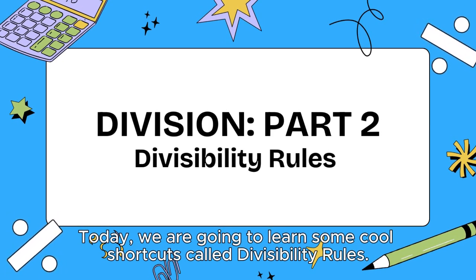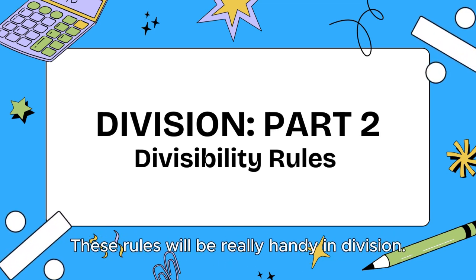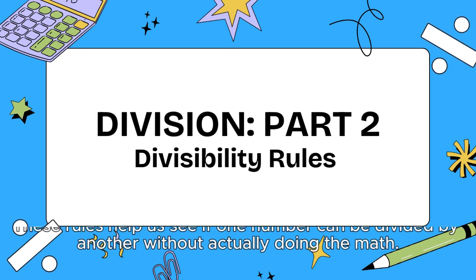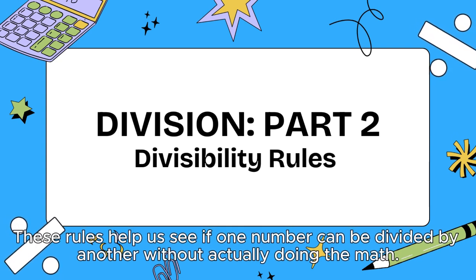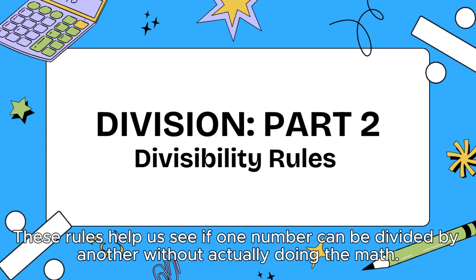Today, we are going to learn some cool shortcuts called divisibility rules. These rules will be really handy in division. These rules help us see if one number can be divided by another without actually doing the math.